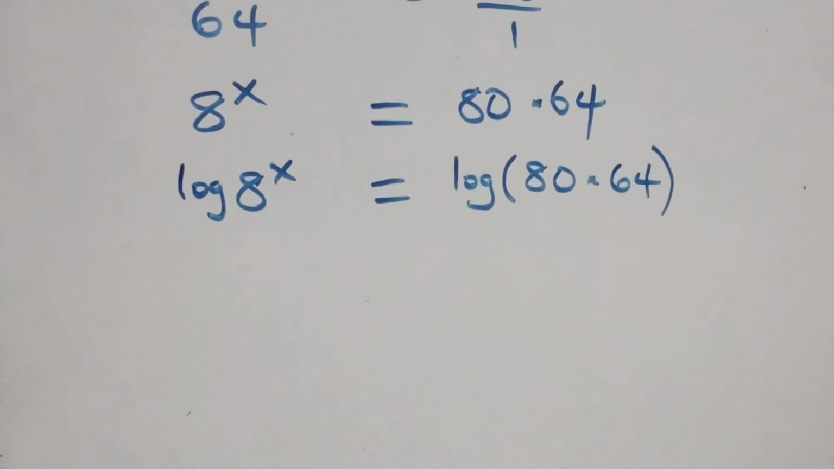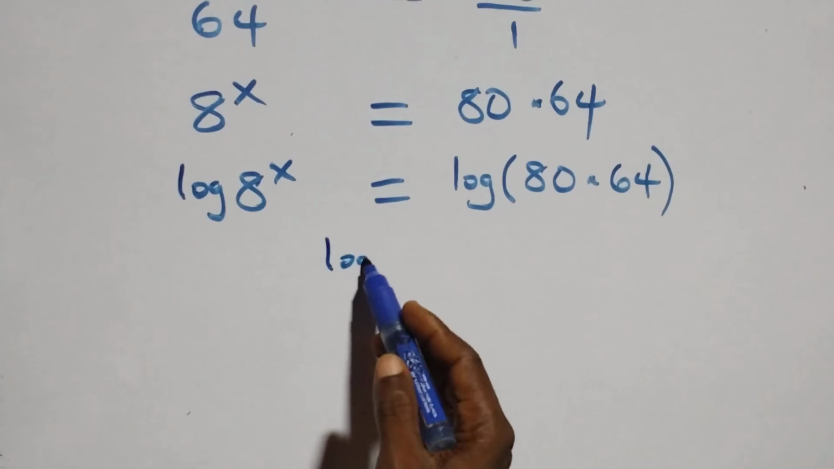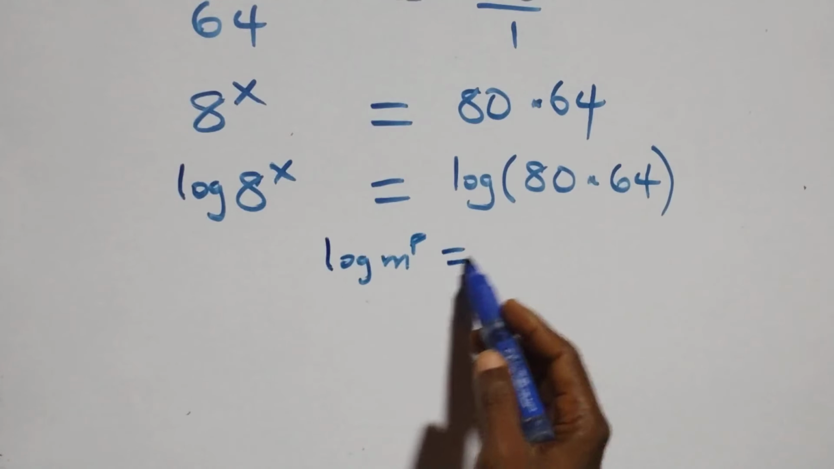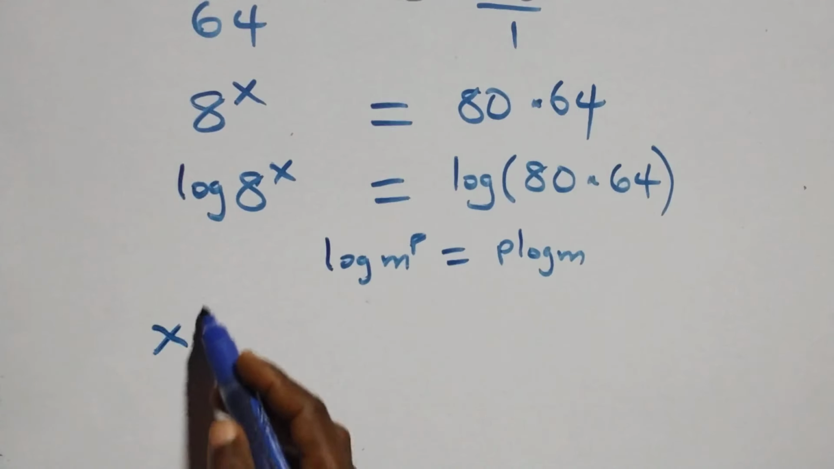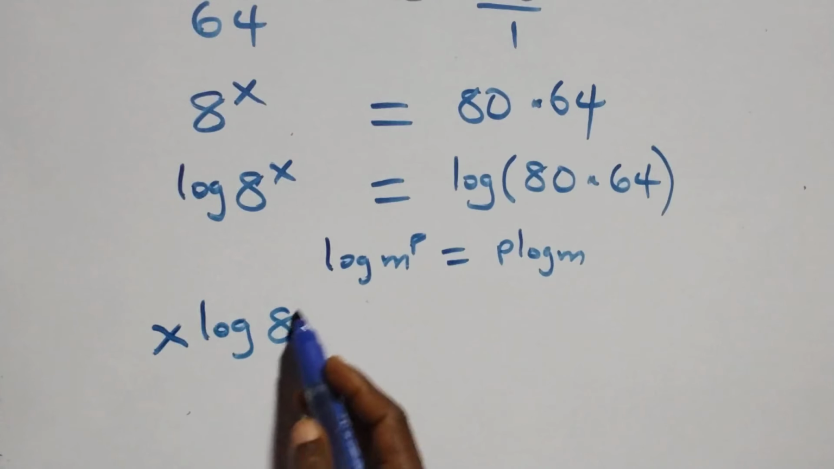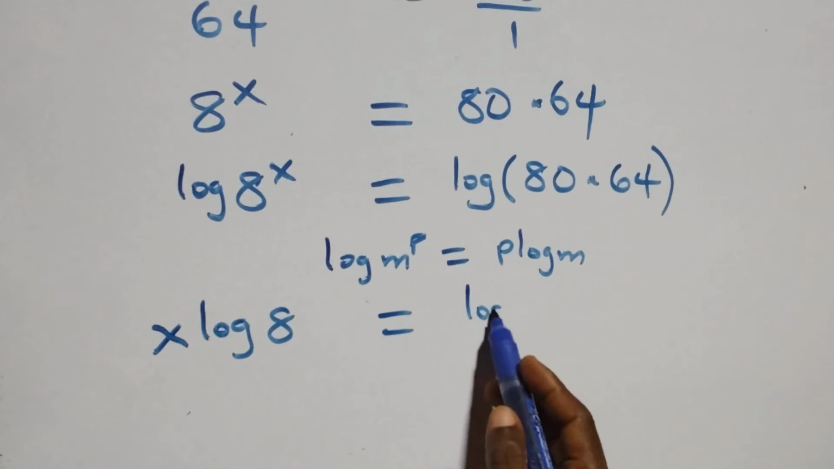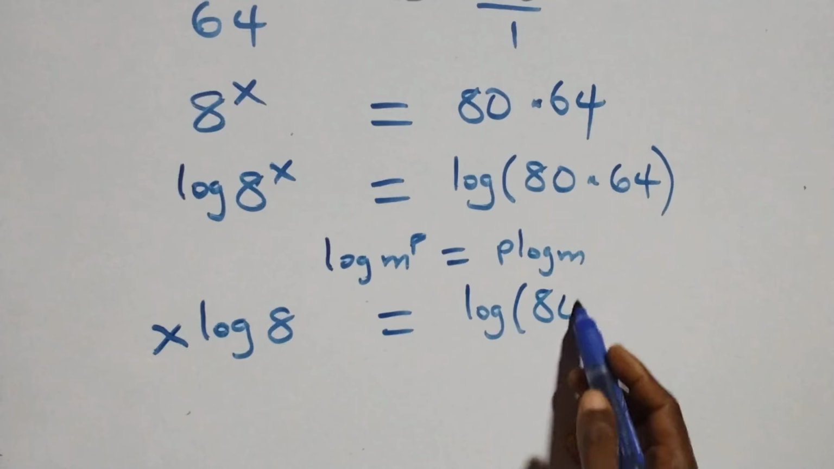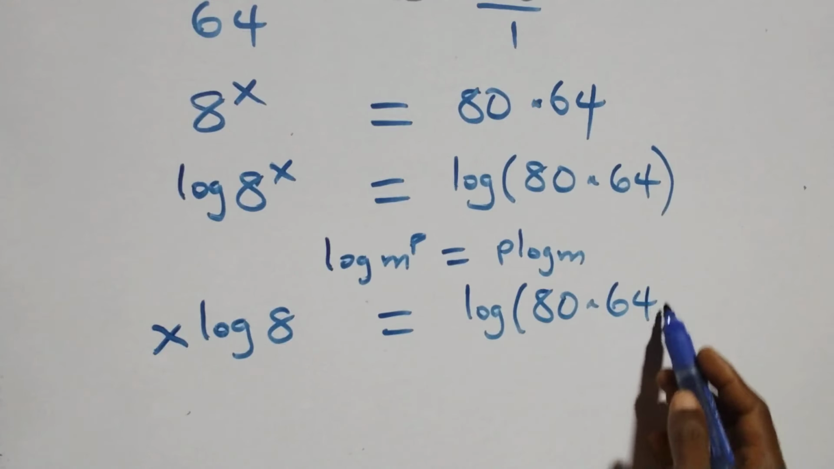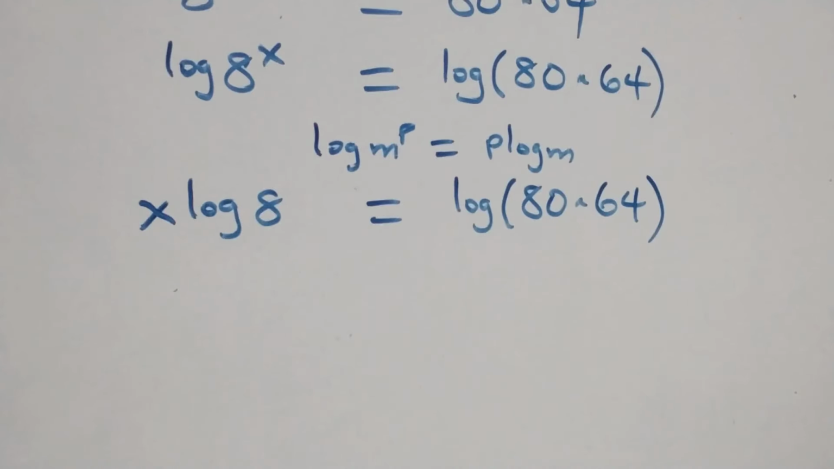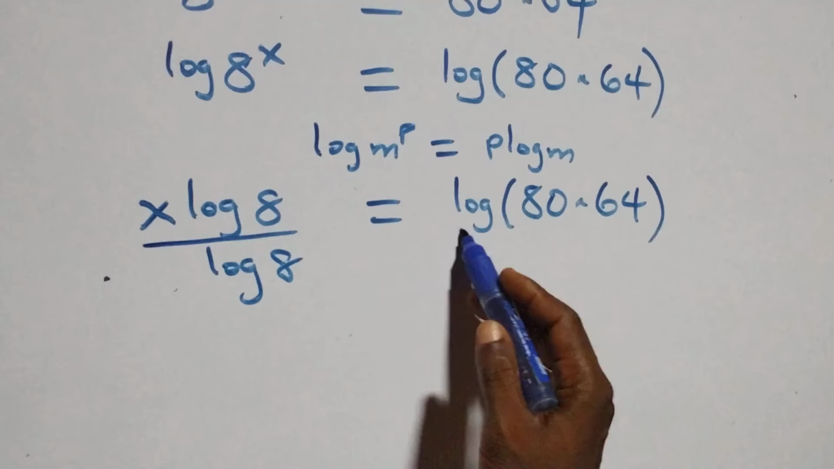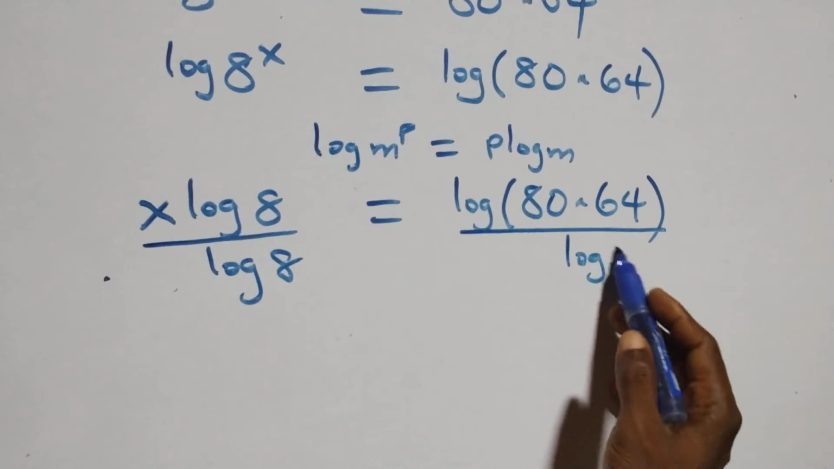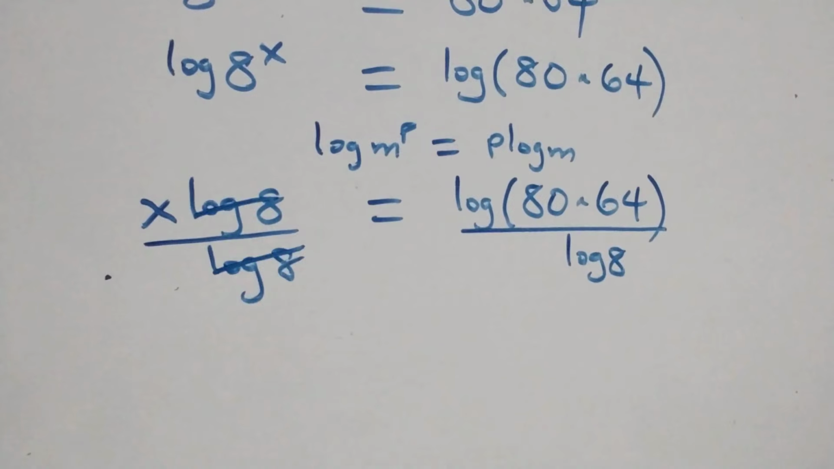Then the next step, we apply the power law of logarithm. When we have log m raised to power p, it is the same thing as p log m. Here we have x log 8 equals log of 80 times 64. The next step, divide both sides by log 8. Divide this side by log 8, also divide this side by log 8. Here log 8 cancel each other.